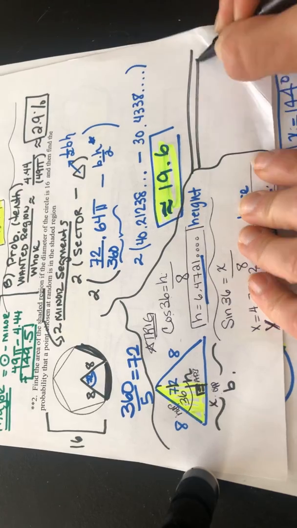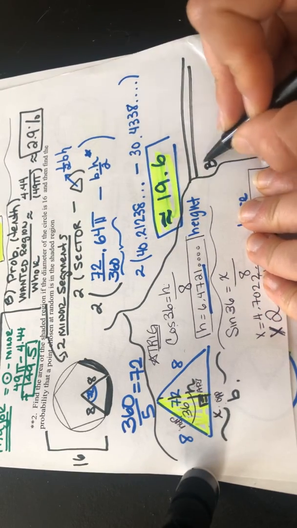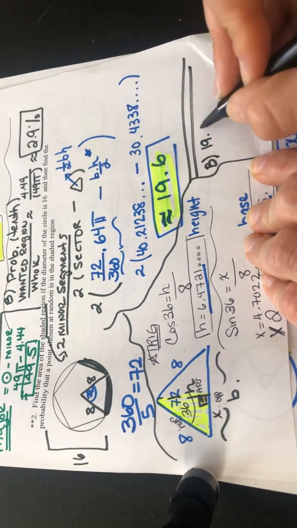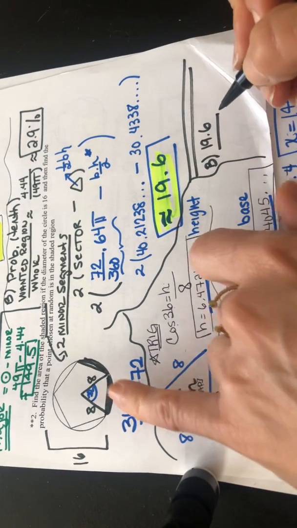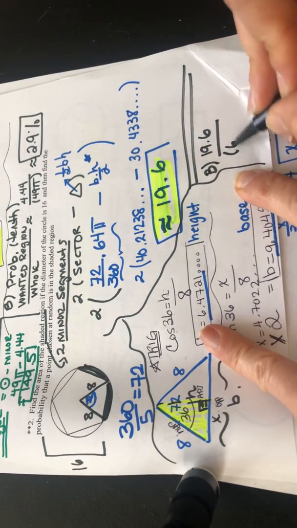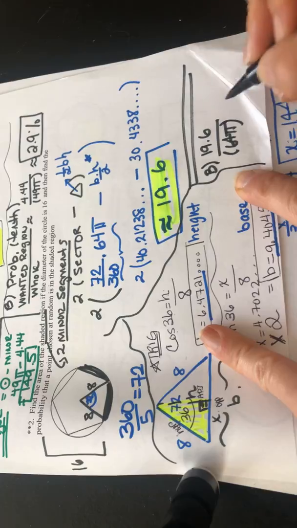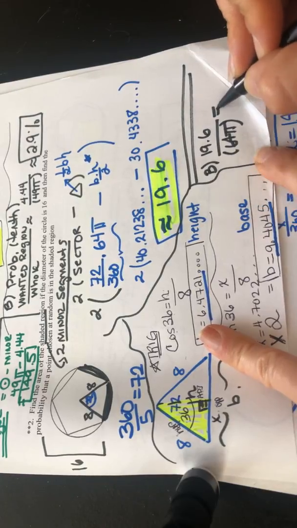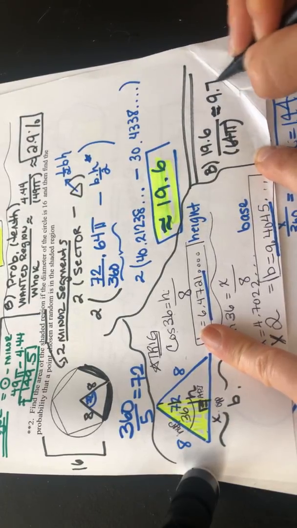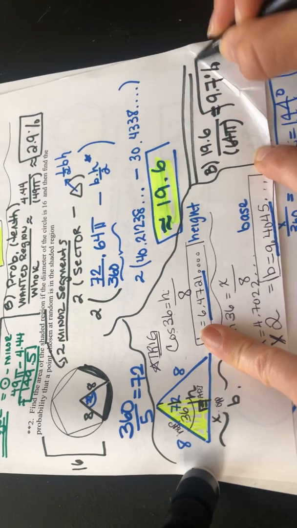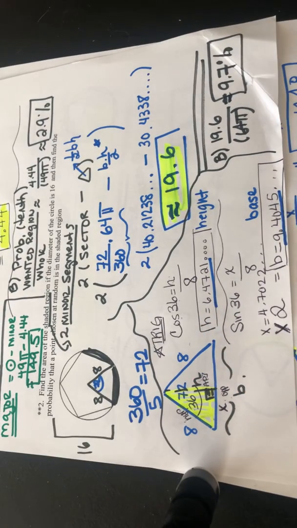And then obviously the last part again is if you're going to find the probability, I'm going to take 19.6, put it over the area, which is 64 pi, in parentheses, and you get approximately 9.7%. Okay, so please make sure you guys understand that. If it goes too fast, give me pointers, respond, comment.